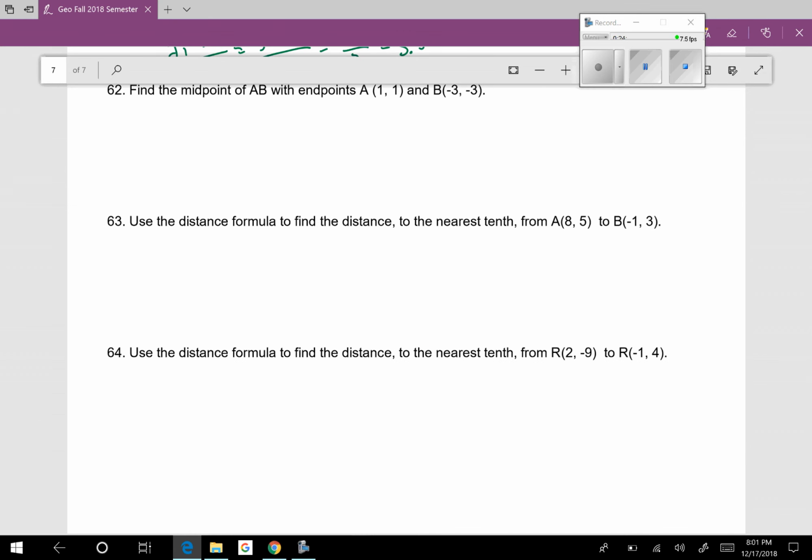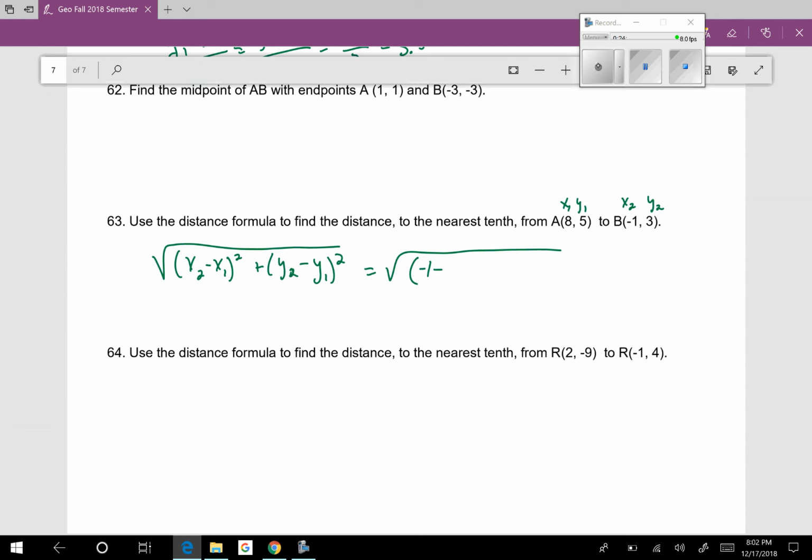Okay, 63. Use the distance formula to find the distance to the nearest tenth from A to B. All right, you have x1 and y1, x2 and y2. The distance formula is the square root of (x2 minus x1) squared plus (y2 minus y1) squared. So now we just plug in. x2 is negative 1 minus x1 which is 8, and you square that. Then we have y2, which is 3, minus y1, which is 5, and you square that.